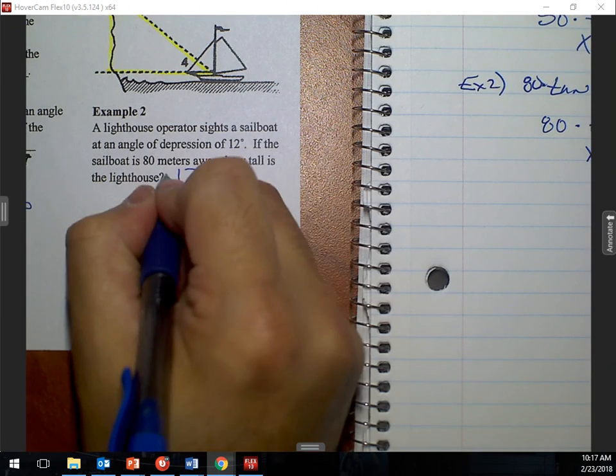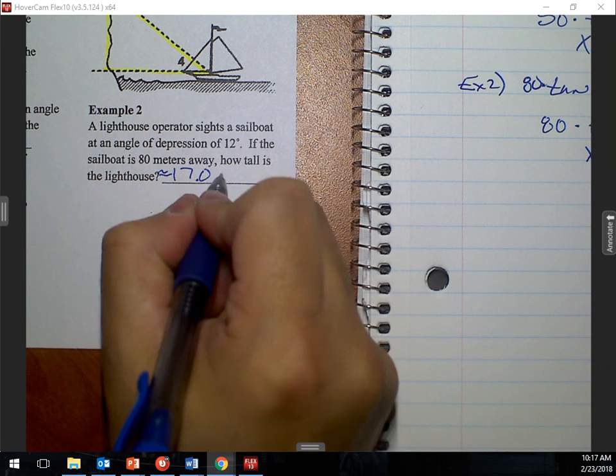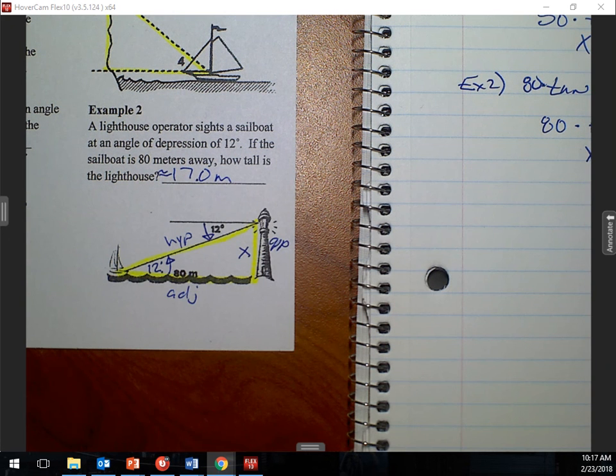What are my units on this? Meters. Very good. So the lighthouse is about 17 meters tall. Anyone have questions, concerns, complaints? Is this pretty easy? Okay, so let's take a look at page 40 real quick.